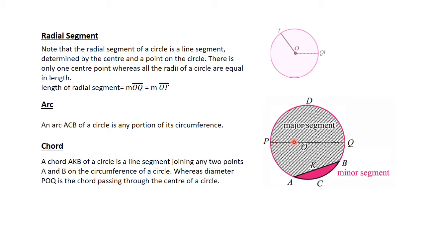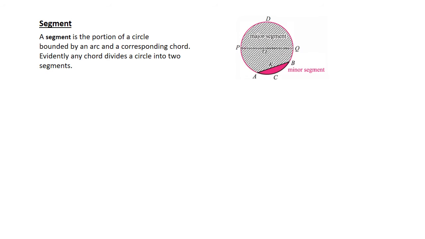And students, look at PQ. It is also the chord of the circle, but what is the difference between AB and PQ? A chord of a circle which is passing through the center of the circle, here is the center of the circle O, is known as the diameter of the circle.